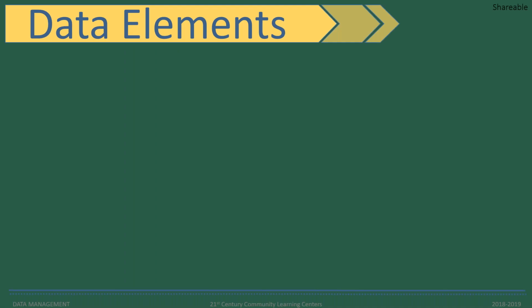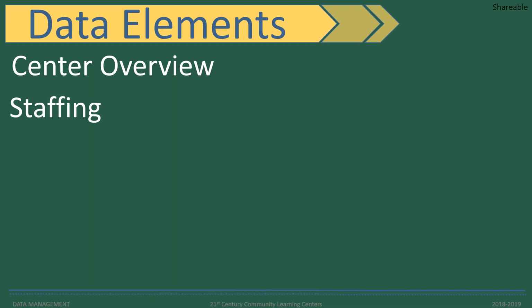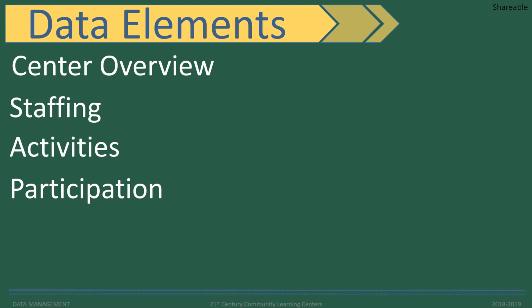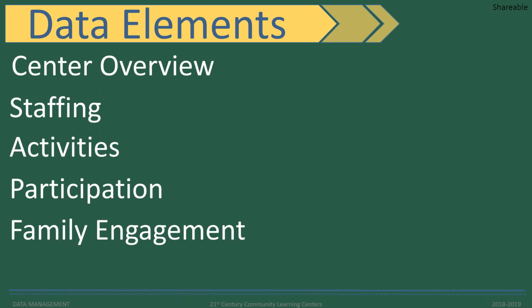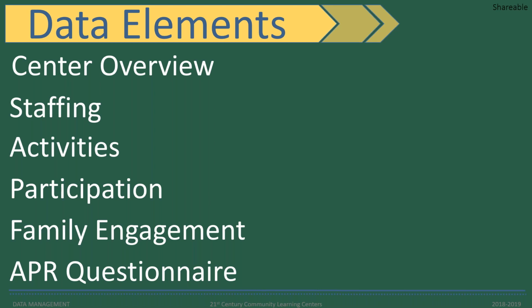There are 6 primary elements to the data collection workbook, which we will go into more detail and provide a tutorial of each element here shortly. But the 6 elements are: 1, a center overview; 2, staffing; 3, activities; 4, participation; 5, family engagement; and 6, annual performance report questionnaire.